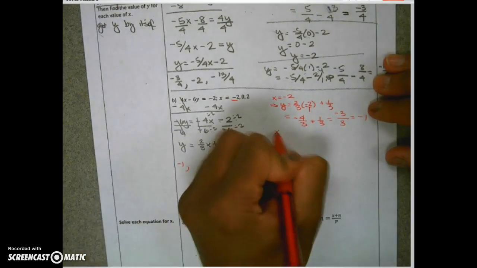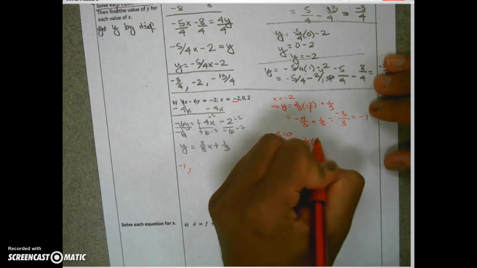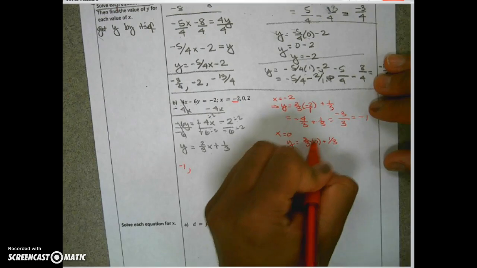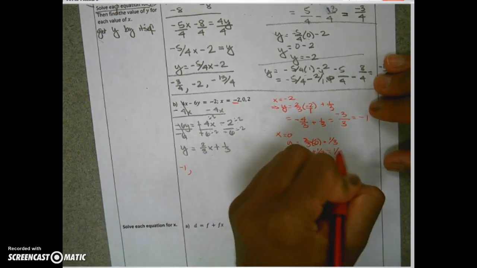And then if I plug in 0, I get y is equal to 2 over 3 times 0 plus 1 over 3. Well, this is just 0. So 0 plus 1 over 3 is equal to 1/3.